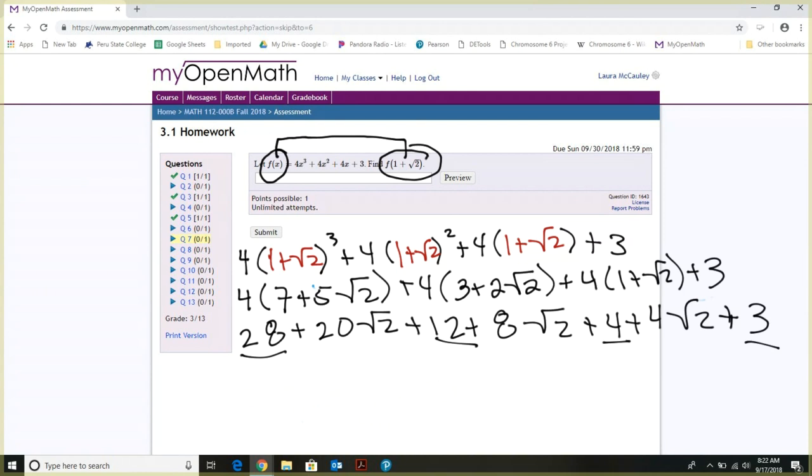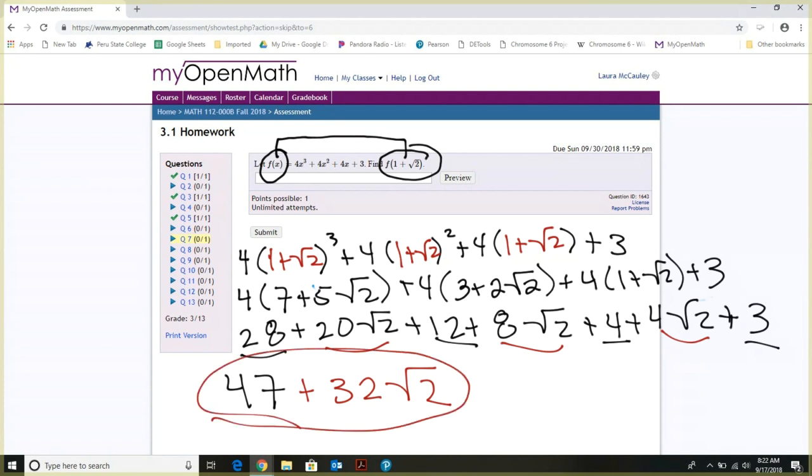So 28 plus 12 is 40, plus 7, that's 47. And then let's put our square roots of 2 together. All right, so we got 20 plus 8 is 28 plus 4 is 32, I hope. So 28 and 12 gave me 40, there's 7. And then we got 28, 29, 30, 31, 32. All right, so I'm going to go with this and hope that's correct.